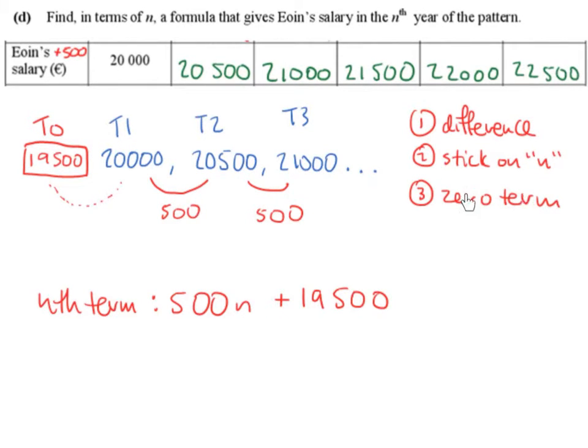So these are the steps involved in the zero-term method. We find the difference. So to get from 20,000 to 20,500, we're adding on 500, so the difference is 500. Then we stick on an n, so we get 500n, and then we find the zero term. So if this is term 1 and we're going up by 500, then to go back by 500 we end up on 19,500. So it ends up being 500n plus 19,500. So this is our nth term for the arithmetic sequence for Owen's salary.